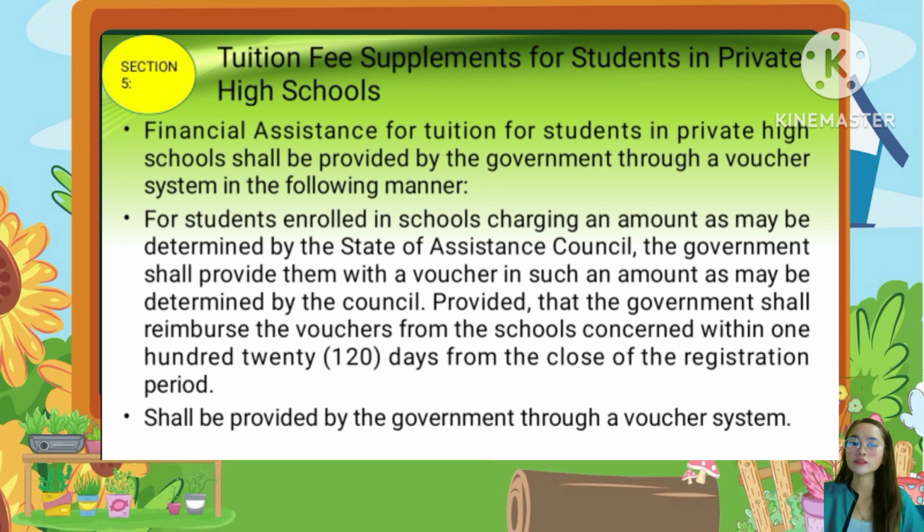Financial assistance for tuition for students in private high school shall be provided by the government through a voucher system in the following manner. For students enrolled in schools charging an amount as may be determined by the State Assistance Council, the government shall provide them with a voucher in such amount as may be determined by the council. Provided that the government shall reimburse the vouchers from the school concerned within 120 days from the close of the registration period.